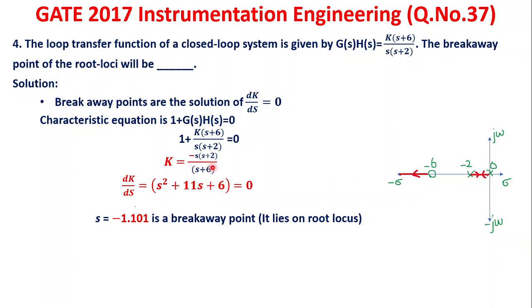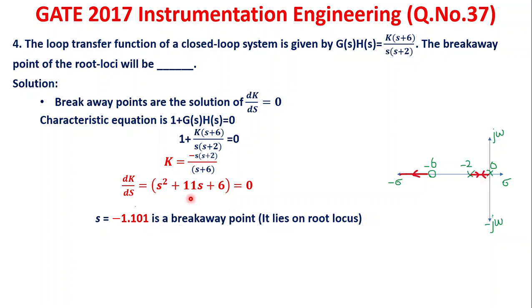So k we know. From this we can write the expression for k. Differentiate k with respect to s and equate to 0. So we get this expression if we use the u by v rule. And if we solve this, s is equal to minus 1.101, which is the breakaway point. It lies on the root locus also.